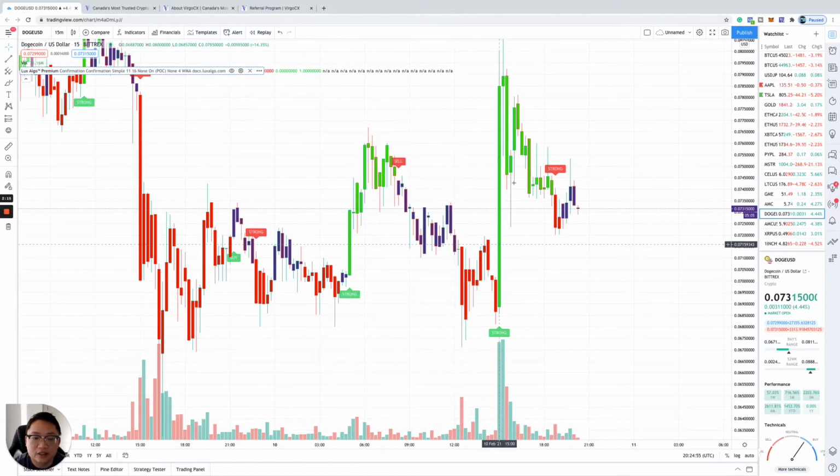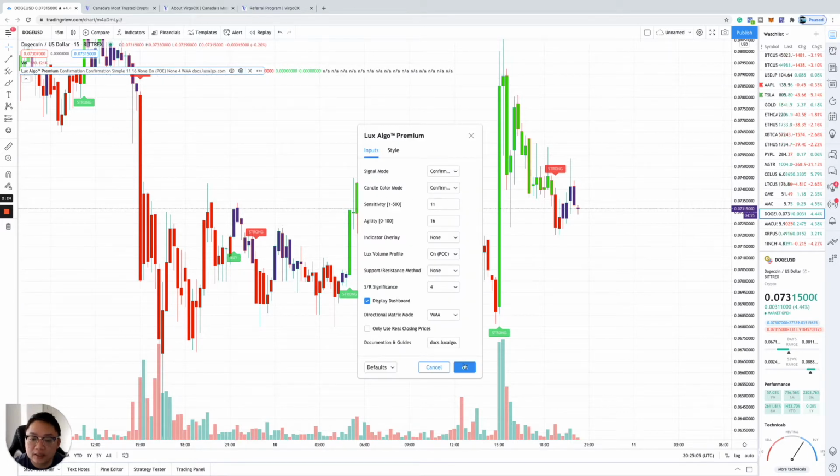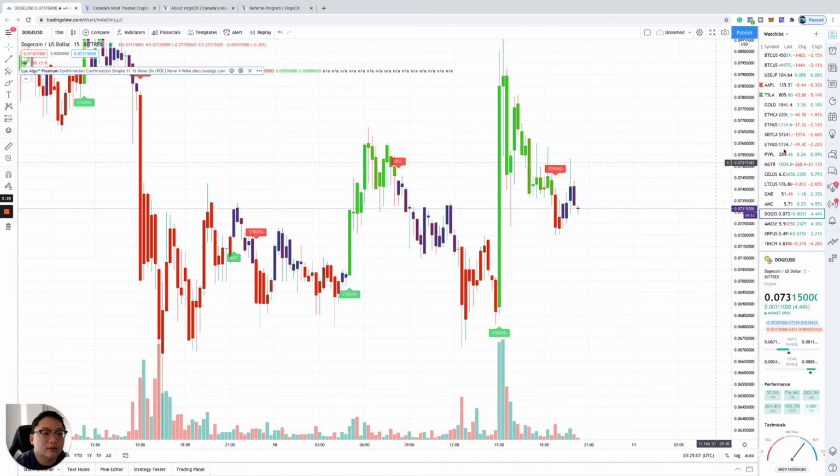So you can see that it just refreshed there. So that signal told you to sell here at that point, buy at that point, and you can adjust it depending on what your needs are. I like to keep it at that setting right there, like 11. So let's move to something else.